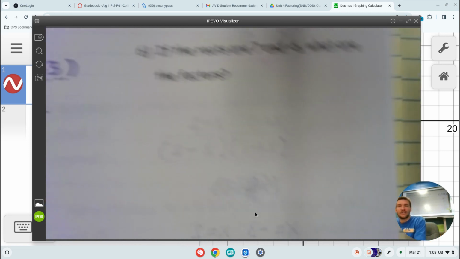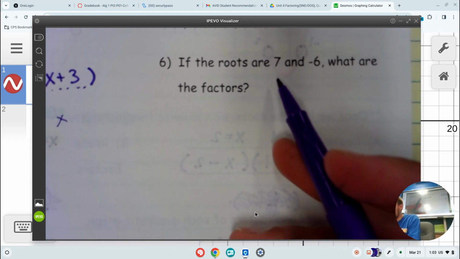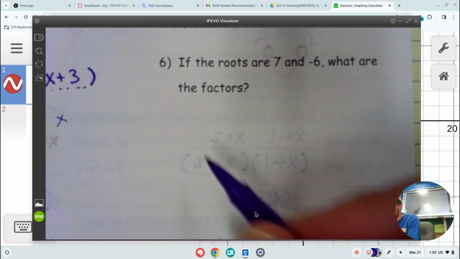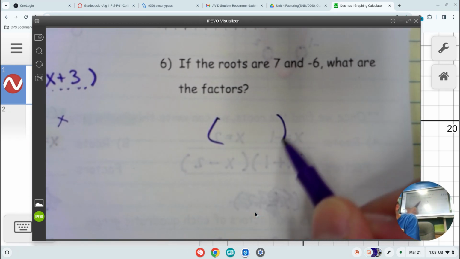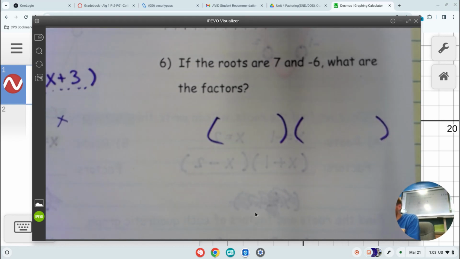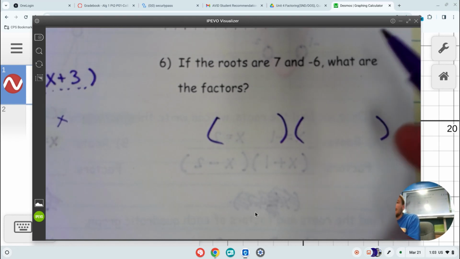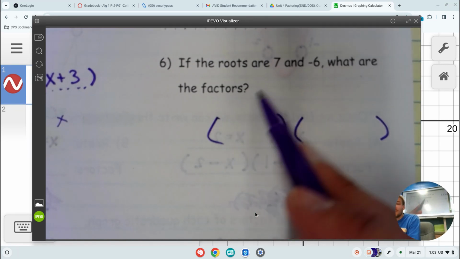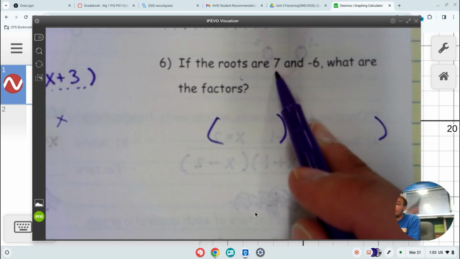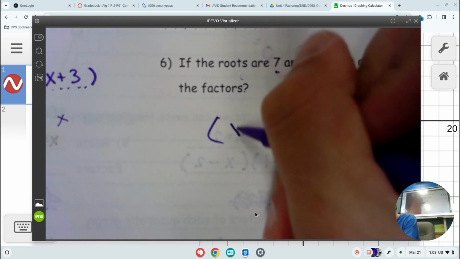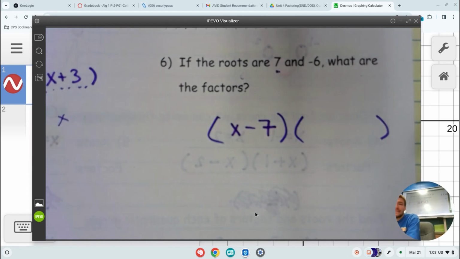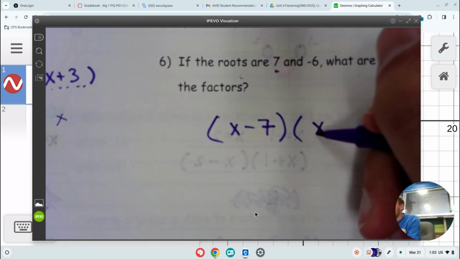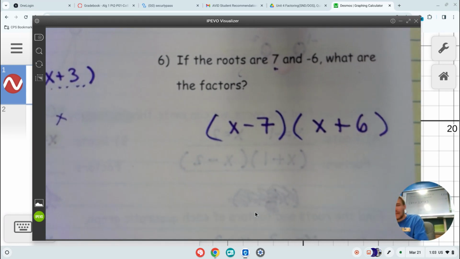All right, last question here. We'll finish it up. If the roots are 7 and -6, what are the factors? X plus 7 plus -3. Roots and factors are opposites. So if this one is a +7, our factor has to be opposite, minus. It has to be opposite, +6.